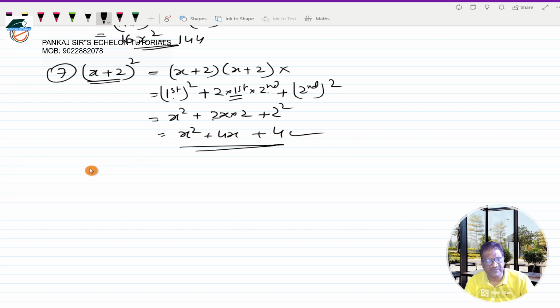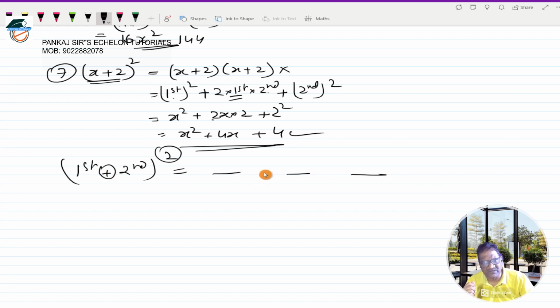So just try to remember this way. If there is a first term plus a second term and then a whole square, just tell in your mind this expansion will have 3 terms, and because there's a plus, there will be a plus over here and here also. The first blank will be first term's square, the second blank will be 2 times first term times second term, and the third blank will be second term's square. This is the general way.